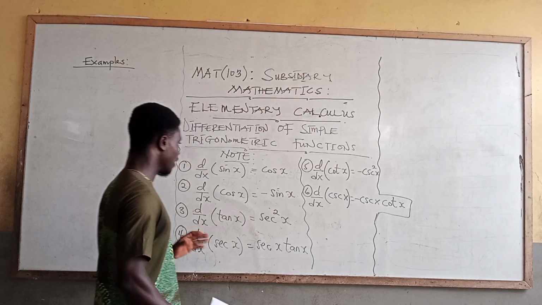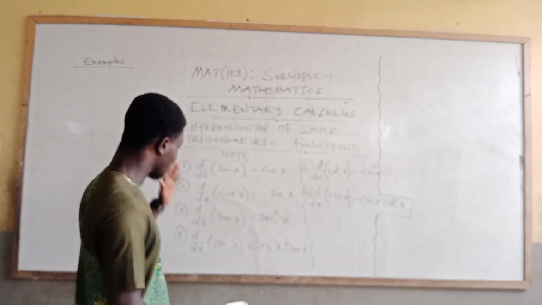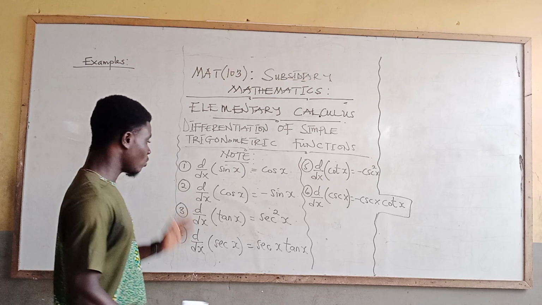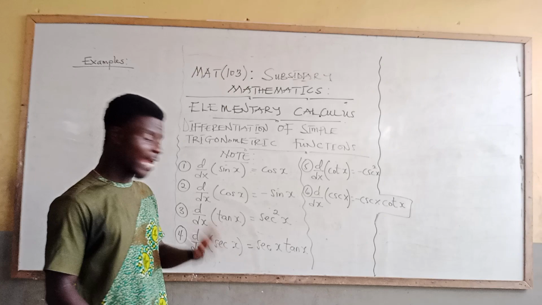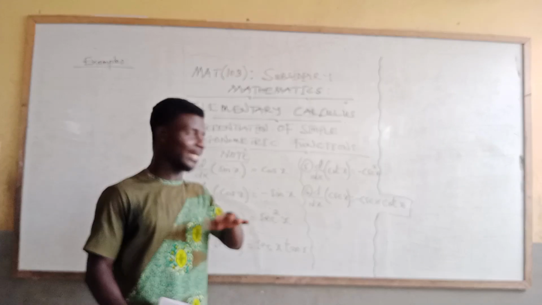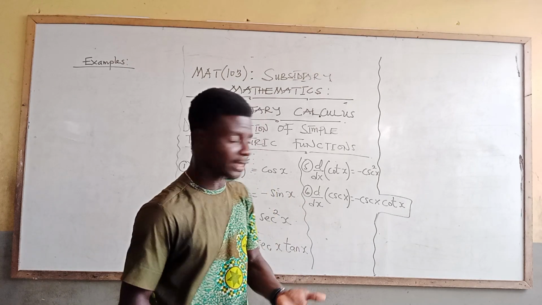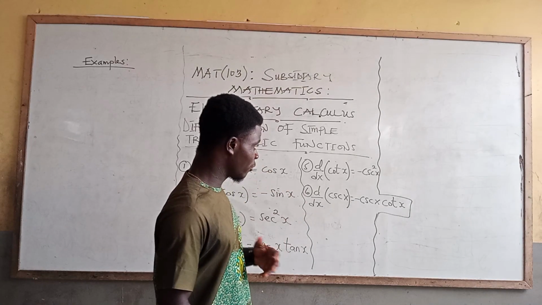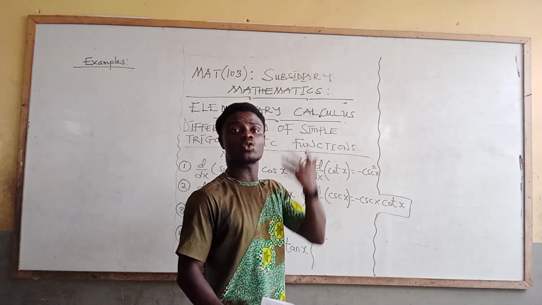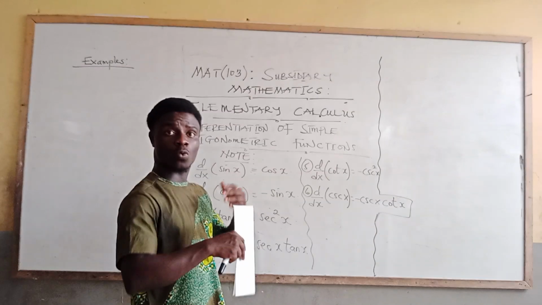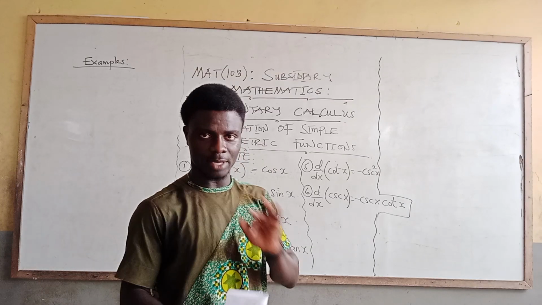Don't forget, it is very, very important. When you differentiate sine x, you get cos x. When you differentiate cos x, you get minus sine x. Likewise, when you differentiate tan x, you get sec squared x. When you differentiate sec x, you get sec x tan x. When you differentiate cot x, that's the complementary of tan x. So you get minus cosec squared x. When you differentiate cosec x, you get minus cosec x cot x.